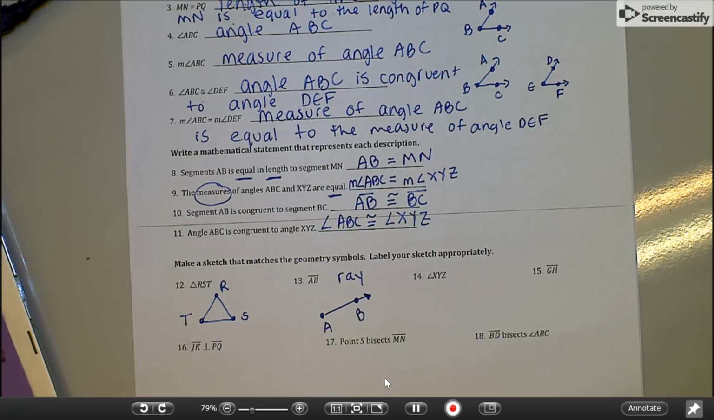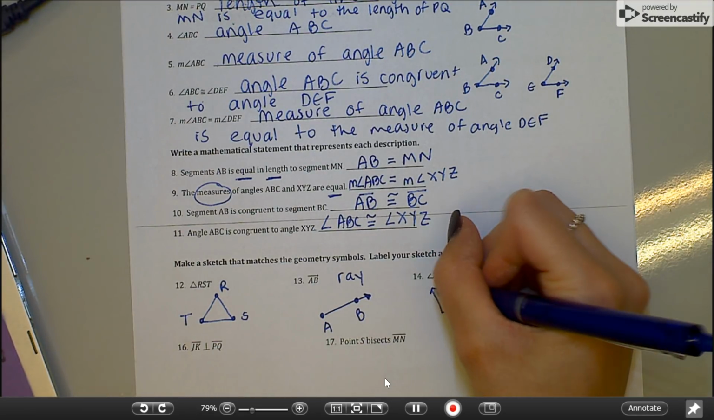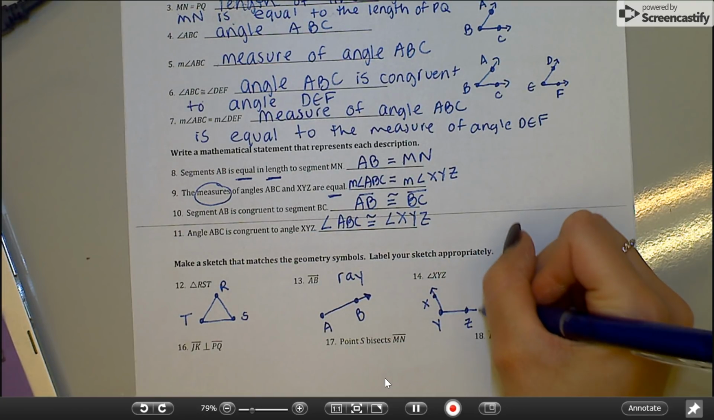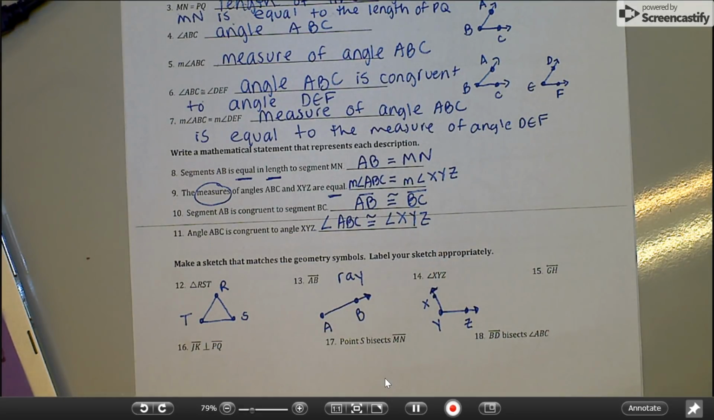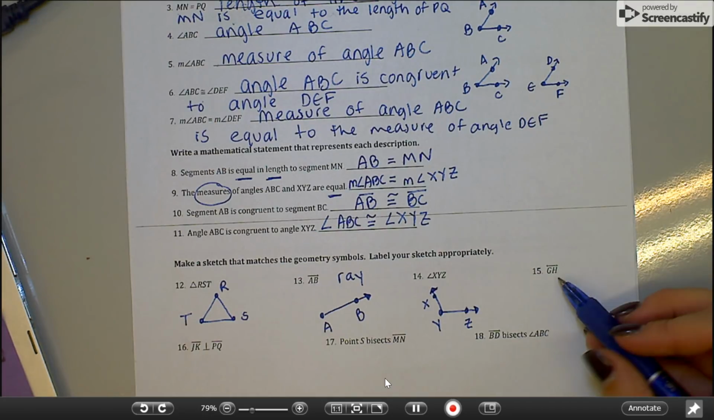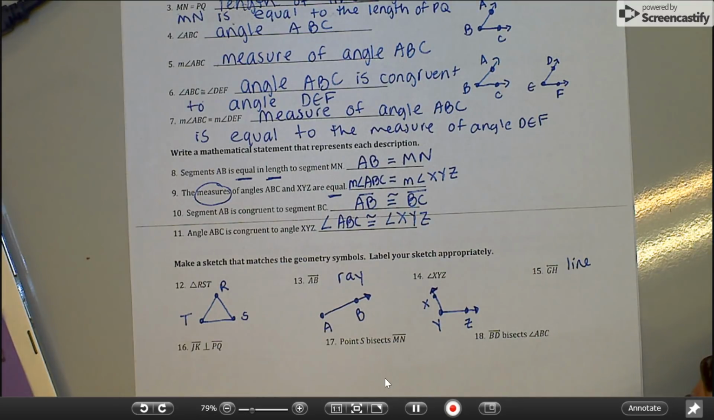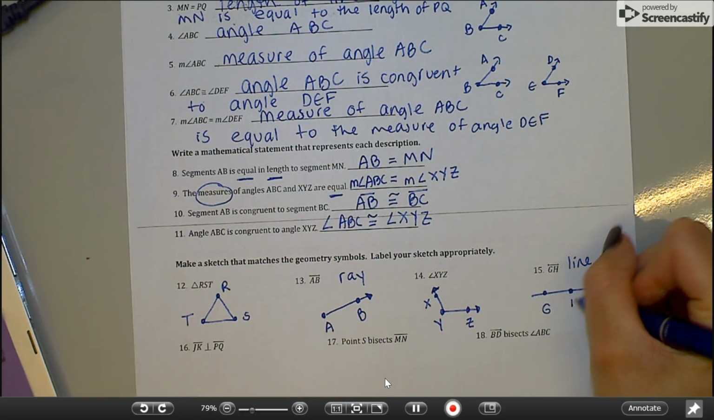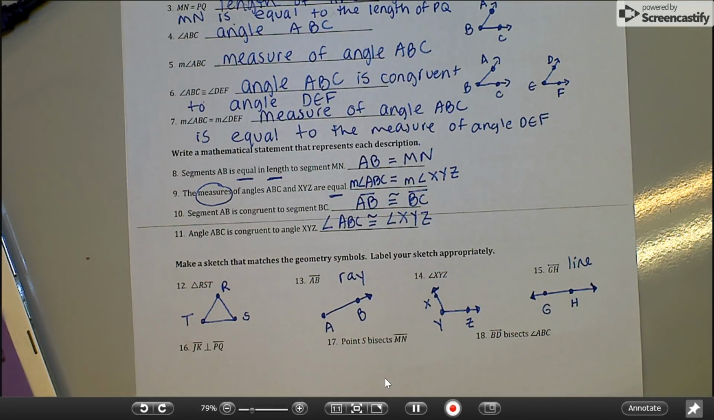Number 14, angle XYZ. If I made an angle, X, Y, and Z, it's just important that you have Y as your vertex of this angle. The next part is actually talking about a line, and this line goes on forever. Not a segment, but a line. So this line will have points, G and H, but it will have arrows on the end because this goes on in both directions forever.